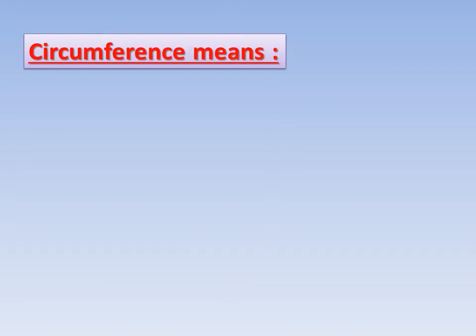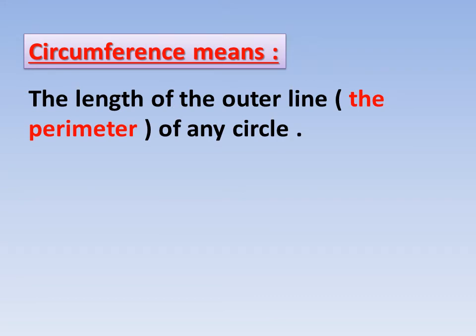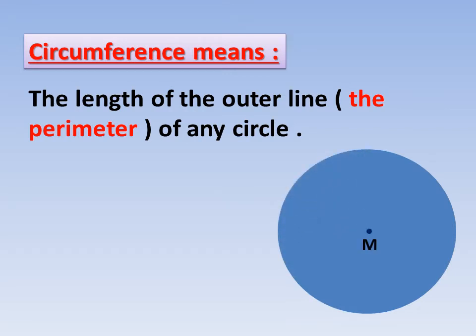First, we have to know the meaning of circumference. Circumference means the length of the outer line, or the perimeter, of any circle. If we have this circle, which is called M, I want to find its perimeter. Here the outer line, or the red line, is the circumference of the circle. We cannot measure it using a ruler, so we have two rules.